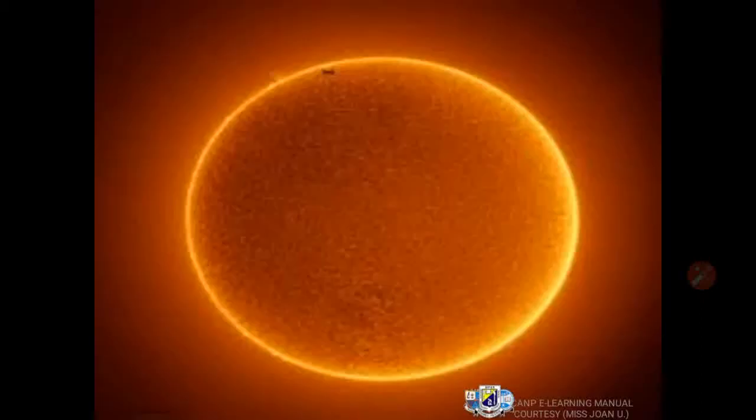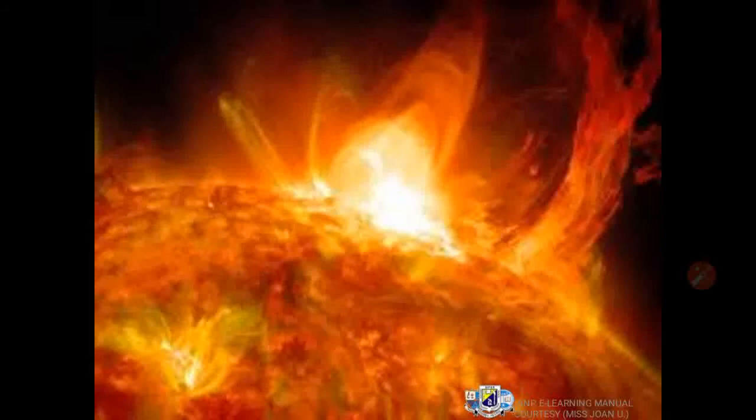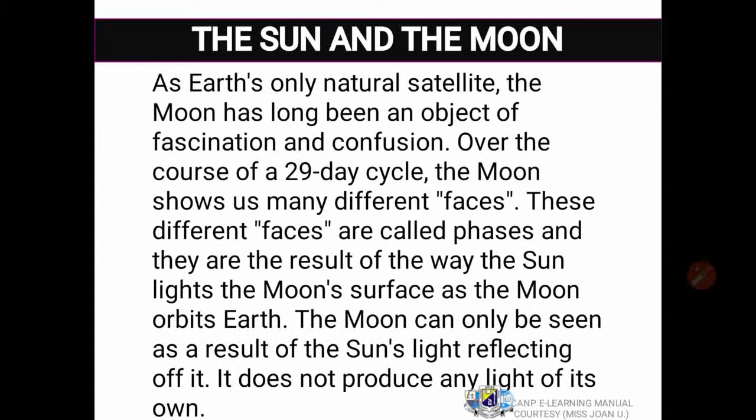Look at the sun. The sun is not just a source of light, but a source of heat energy as well. Can you see the heat energy? Can you see how powerful it is? Now, the way this object shines from afar. As the Earth's only natural satellite, the moon has long been an object of fascination and confusion. The moon is very interesting when you look at it because it's fine from afar, but it's confusing because over some time you think it is light on its own. Meanwhile, it is not a light of its own.